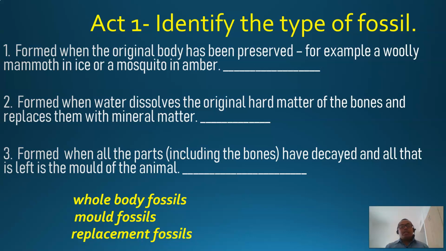So for your activity, identify the type of fossil. Number 1, it is formed when the original body has been preserved, for example, a woolly mammoth in ice or a mosquito in amber. The answer is whole body fossils. Number 2, it is formed when water dissolves the original hard matter of the bones and replaces it with mineral matter. The answer is replacement fossils. And number 3, it is formed when all the parts, including the bones, have decayed and all that is left is the mold of the animal, and that is called mold fossils.